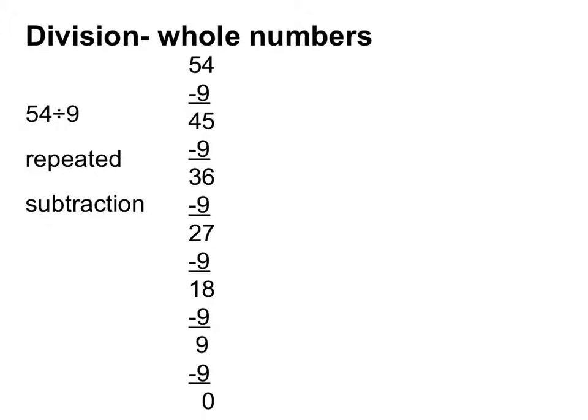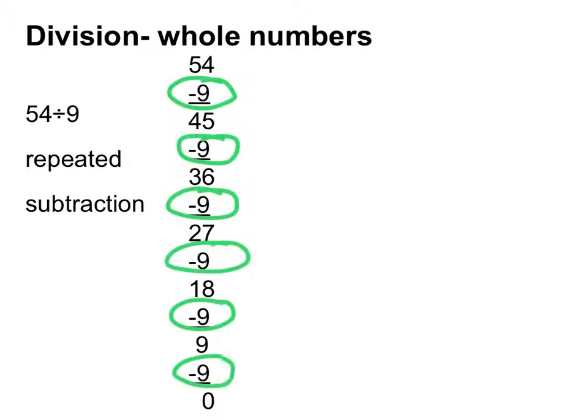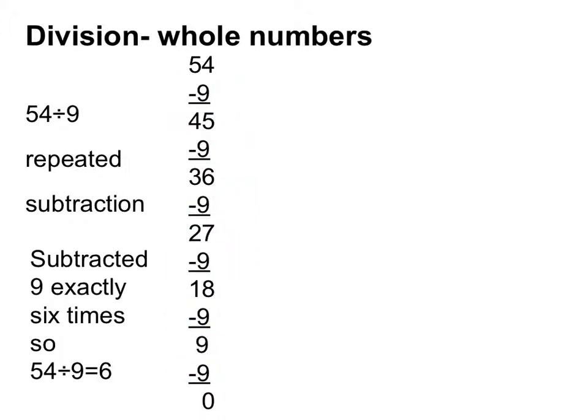So how do we figure out what our answer is? Well, it's how many times you subtracted 9. So 1, 2, 3, 4, 5, 6. So we subtracted 9 exactly 6 times, so 54 divided by 9 is 6.